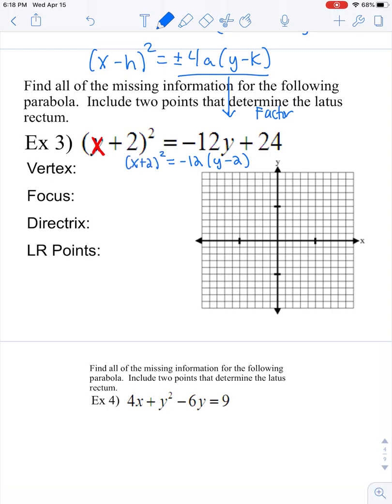So x plus 2 squared equals negative 12, y minus 2. Now, a couple of things that we know right away. Since this equation has a y equals an x squared, this equation is going to go either up or down. And since we have a negative 12, we know that this graph is going to be opening down. So keep all of that in mind. We also can identify the vertex right away. The value that is subtracted from x is going to be negative 2, and the value subtracted from y is going to be positive 2. So our vertex is at negative 2, positive 2, and I like to plot that point right away.